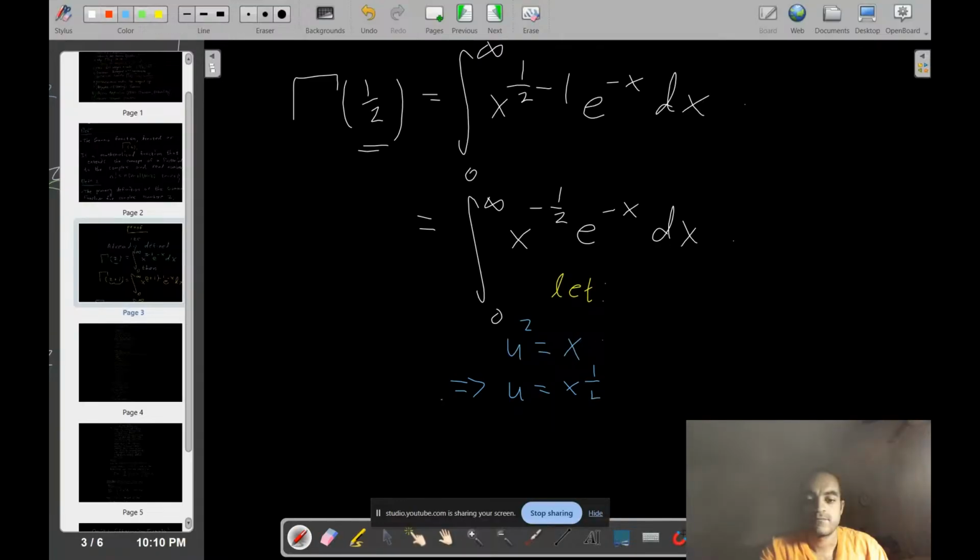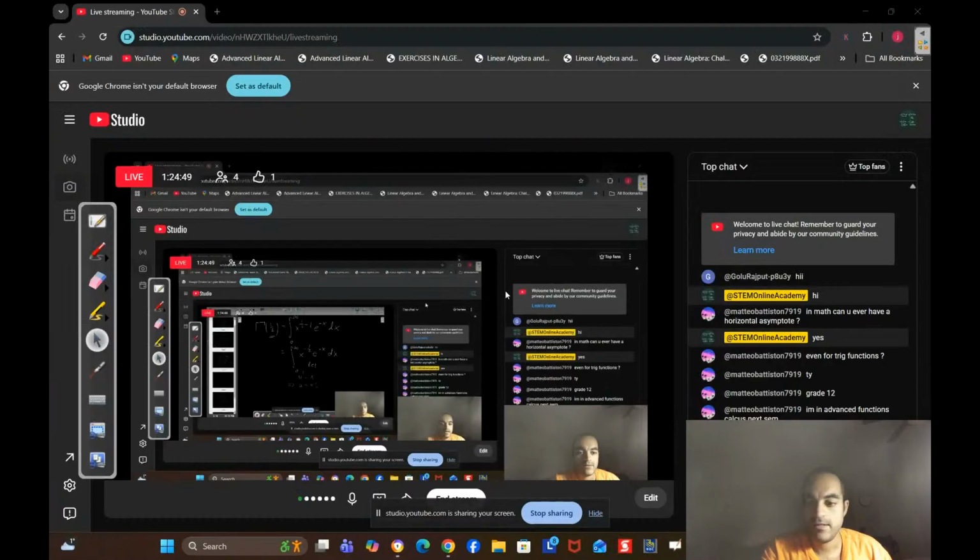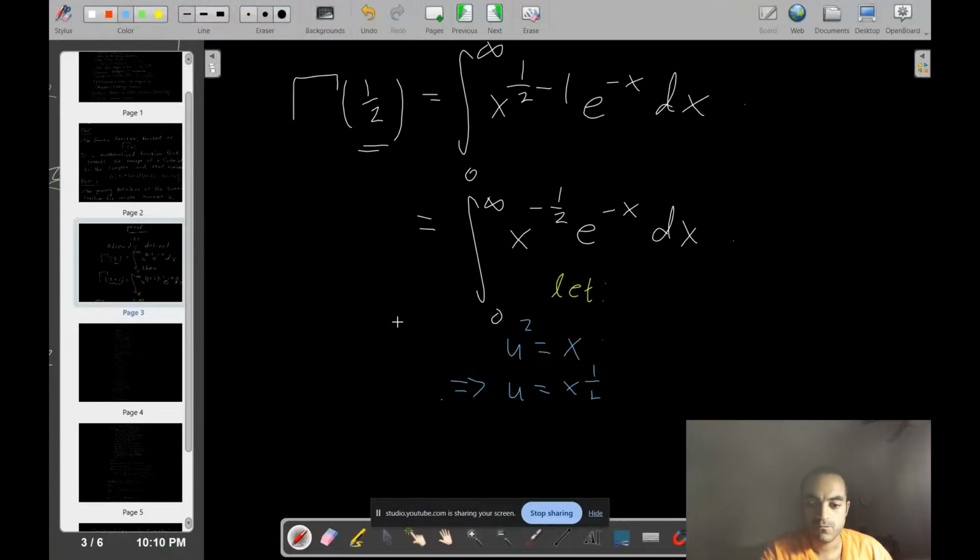Anyone have any questions on that? Why is u equal to x to the 1/2? Well, I solved for u. So u is equal to x to the 1/2, right? However, how did I know to take u squared? That's going to come in a second.